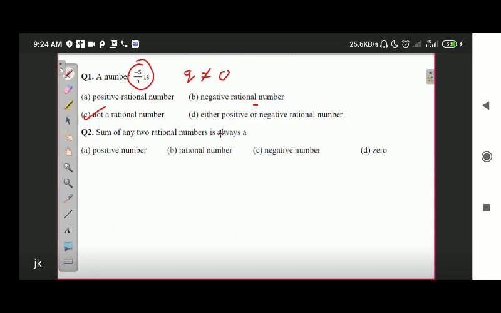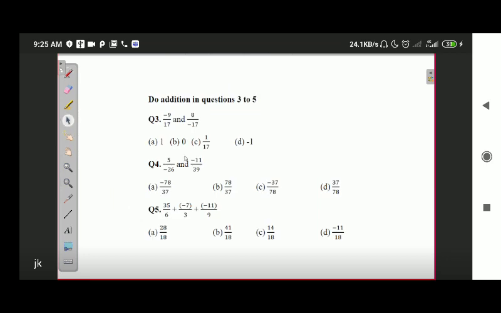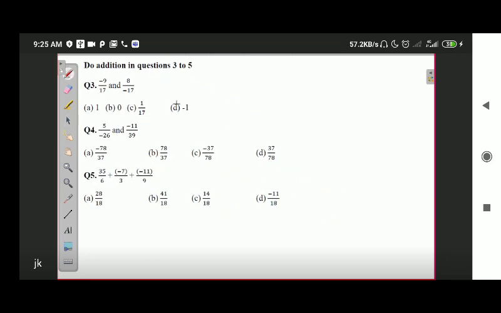Okay. Next is question number 2. Question number 2 is: the sum of any two rational numbers is always. The sum of any two rational numbers is always a rational number. Okay, easy. Okay, now let's start with some additions. Okay, these are questions from the addition part of your chapter.